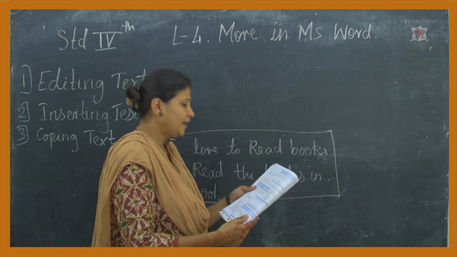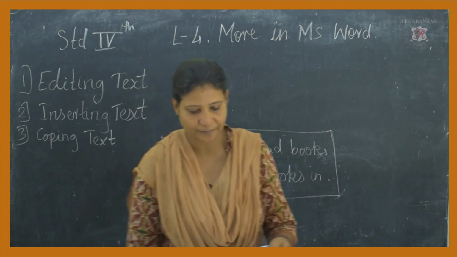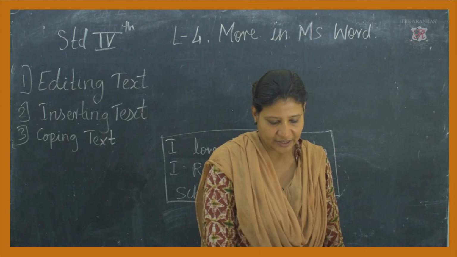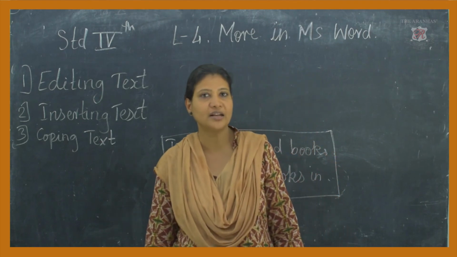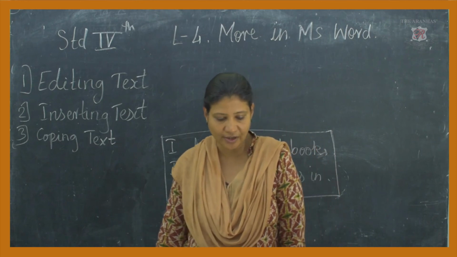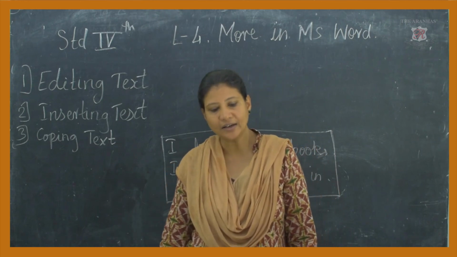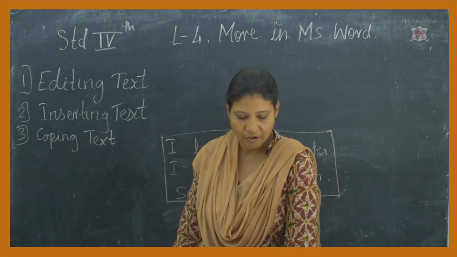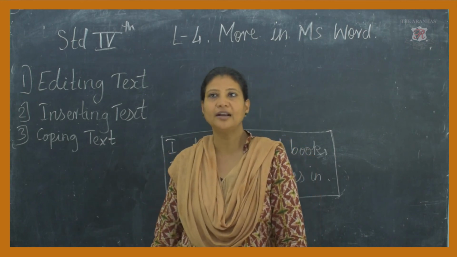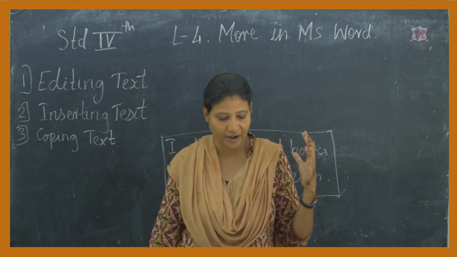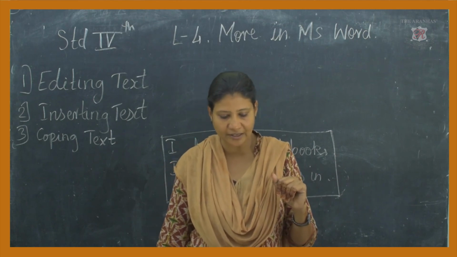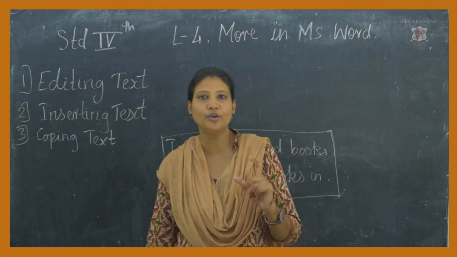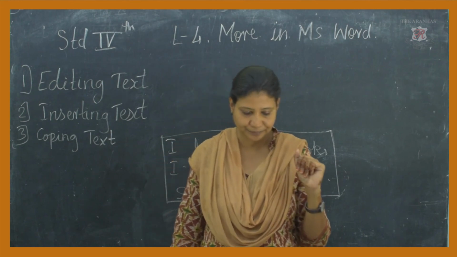Okay. Now finding and replacing the text. How to find the text? You can find a particular word in MS Word by using the find option. With that, you can find the word. Follow these steps to find a word. First, click on the find button in the editing group. In the editing group, you have to click on find.